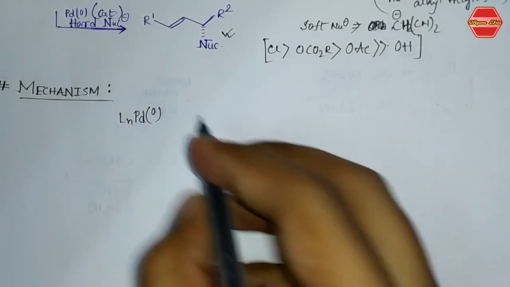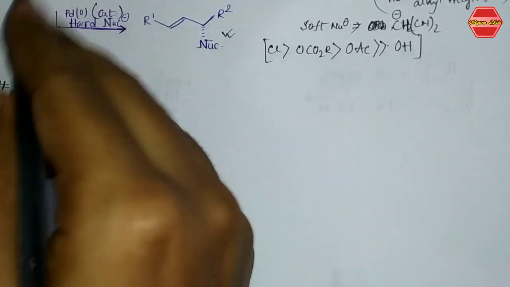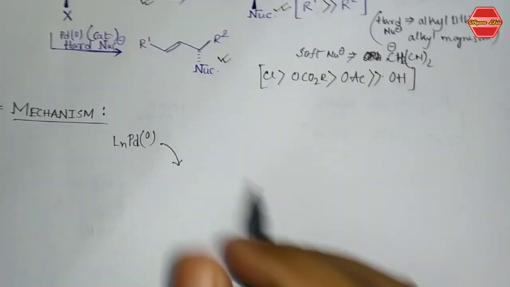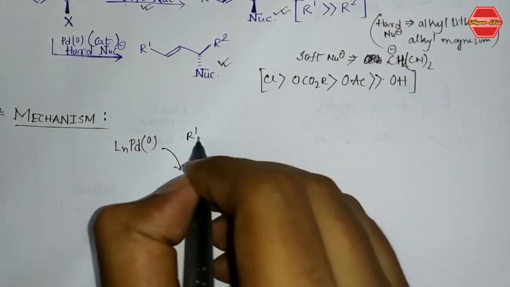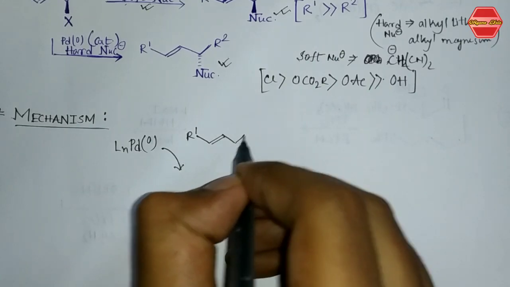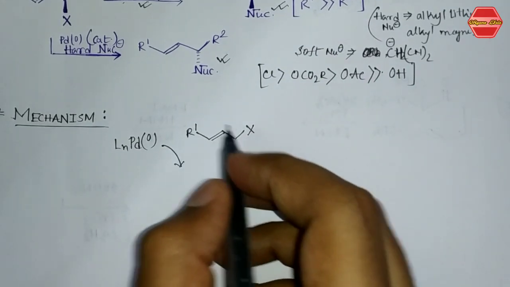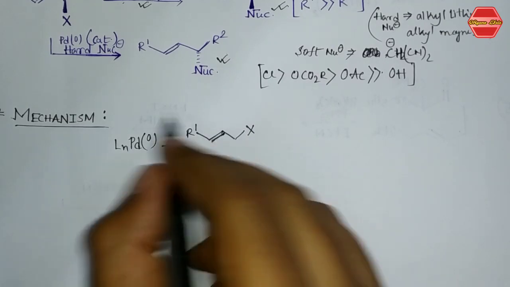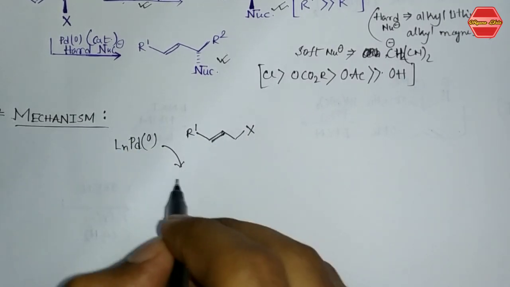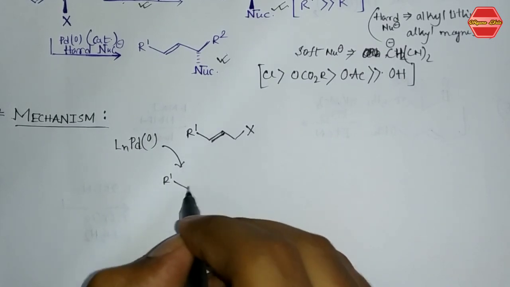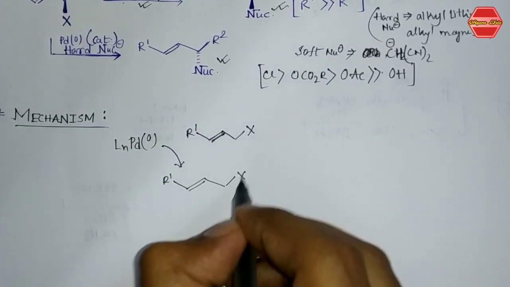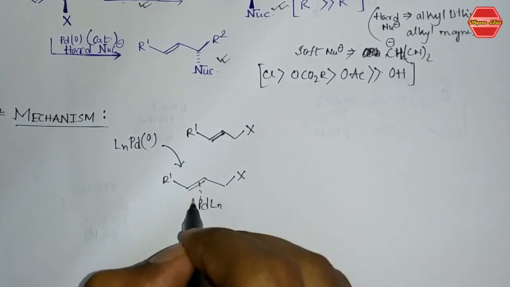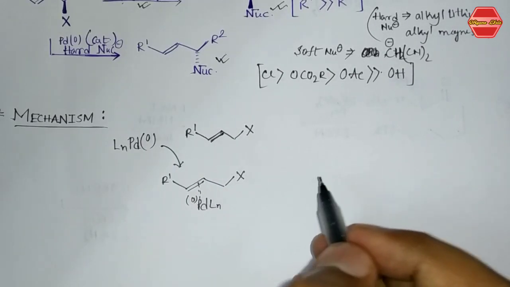Now if we use this kind of allyl complex, R1 double bond CH2X like this, the first step is the coordination. Coordination means this double bond, this pi bond, will attach with this palladium first. So this is the first step that we get over here: the palladium is attached with this. Now this is in the palladium 0 state, right?